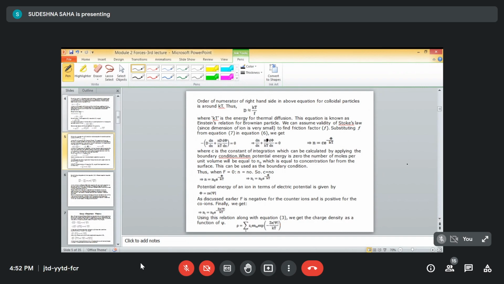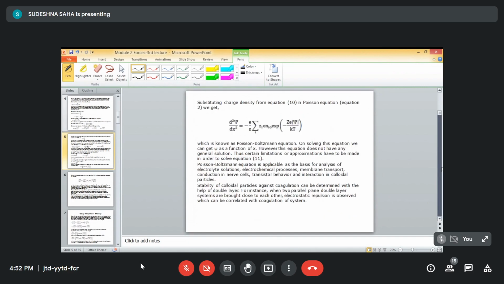Okay, so this is basically the final equation for charge density. If we put this charge density into the Poisson's equation, then we get this equation, which is known as the Poisson-Boltzmann equation, and on solving this equation we can obtain psi as a function of x. So how the electrical potential is changing from the surface of the particle is given by the Poisson-Boltzmann equation, but unfortunately you don't have a direct solution for this Poisson-Boltzmann equation.